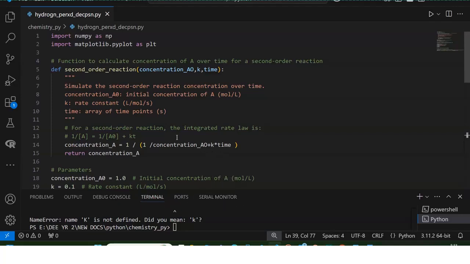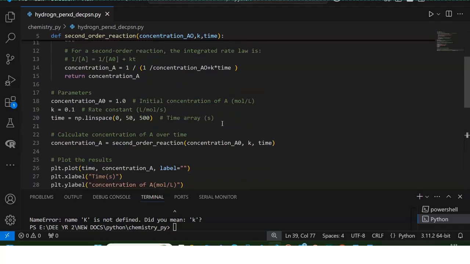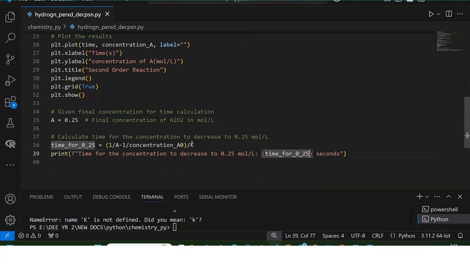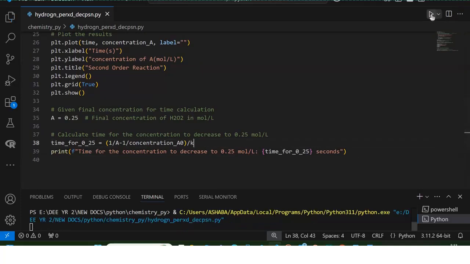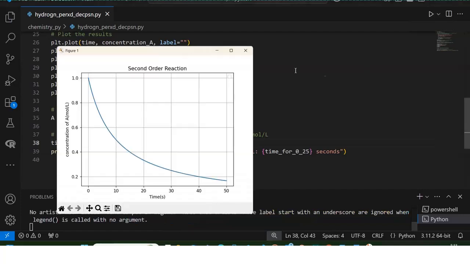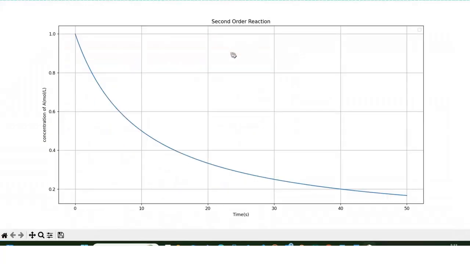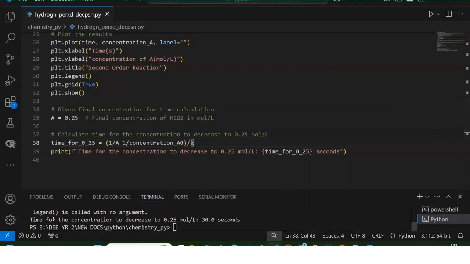So we had k somewhere. Our k must be defined properly. So this is k, which should be in small letters. So let's run again. You can see whenever you have any error, the system will show you. So let's close this and see the output. You can see that the time for the concentration to decrease to 0.25 moles per liter is 30 seconds. So this is the answer that they wanted, and we have found it using a computer simulation.